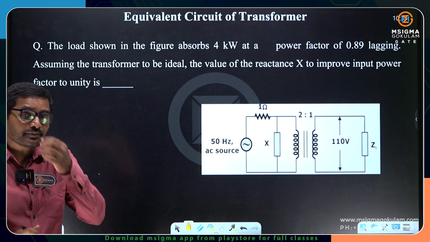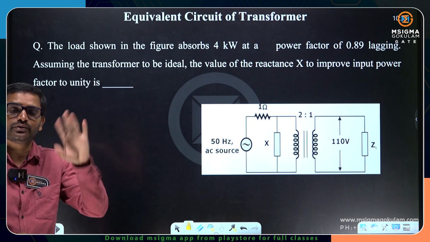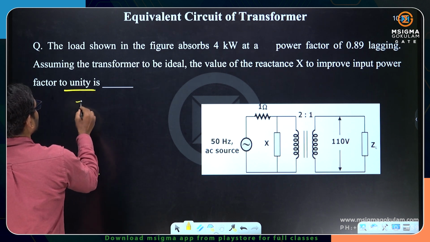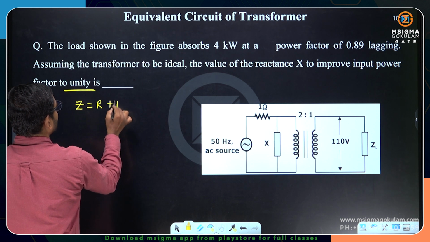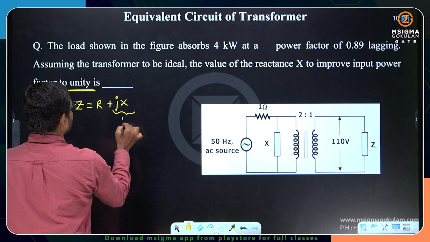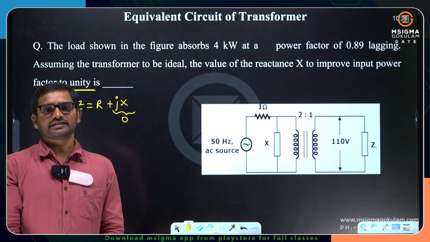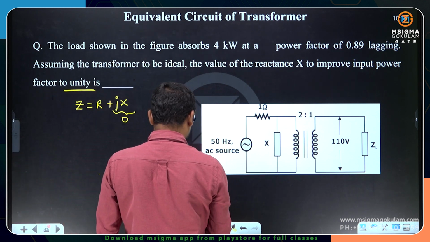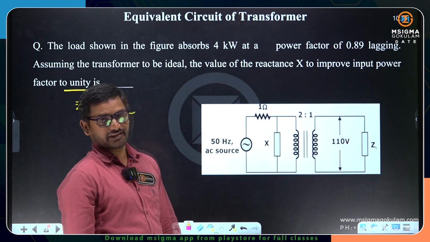If you are expecting input power factor as unity, that means what? The reactance term, the imaginary term, is 0. For unity power factor, Z must be equal to R. So this X value should be 0. Reactance compensation has to be done. Where is the X? Here is the X. The X is placed on the source side, by the way.